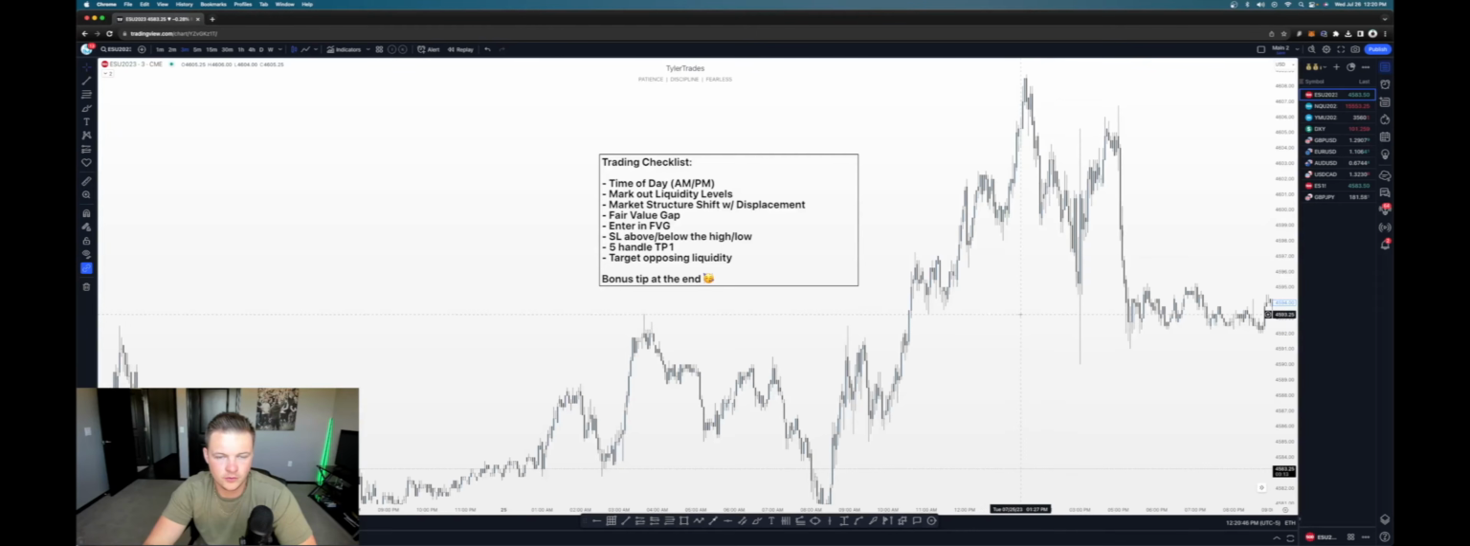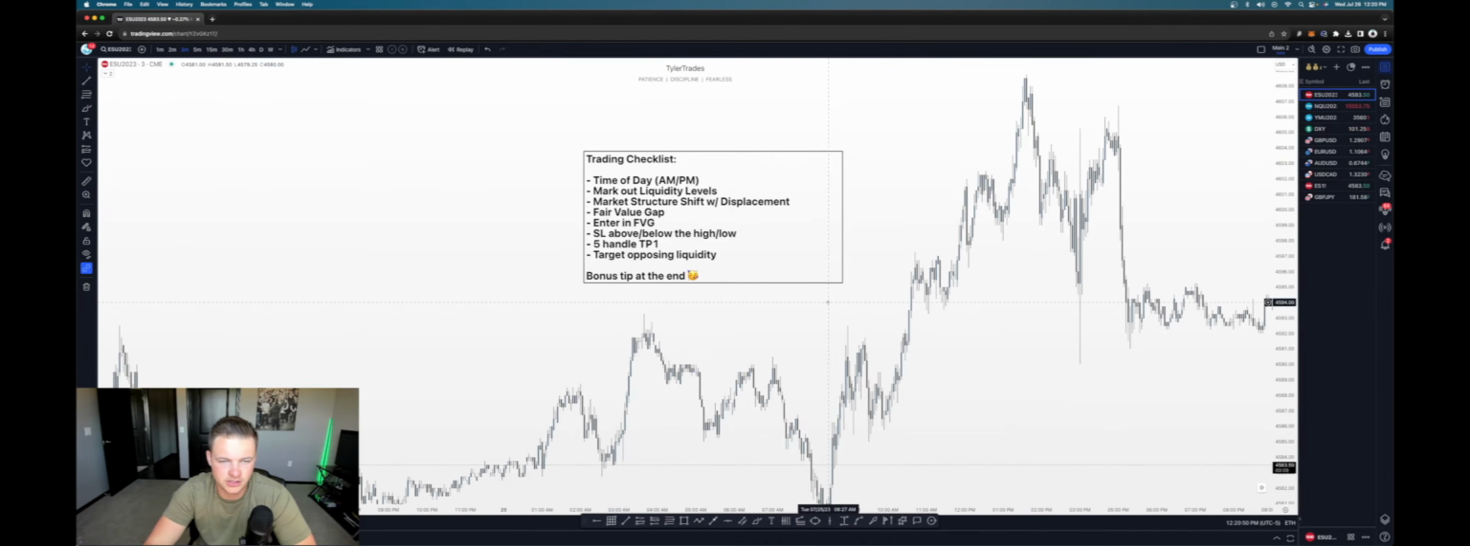So quick overview before we break down the charts. You guys can take a screenshot of this if you would like, but this is the overall trading checklist. The first one is basically just the time of day. Like I said, I trade the New York session, specifically AM and PM session, in increments. And there are different levels of liquidity that I will mark out and use depending on which session I'm actually trading in, which we will get into in the examples.